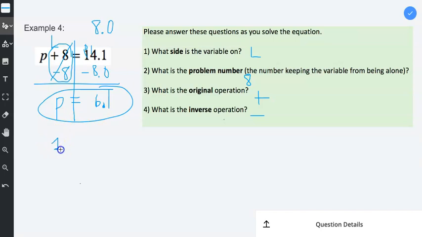Remember, P is the same thing as 1P. Remember, if you don't see anything here, the coefficient is 1. And if the coefficient is 1, we know that we've isolated P, as long as there's not a number being added or subtracted from P. All right, so we have finished example 3 and example 4.